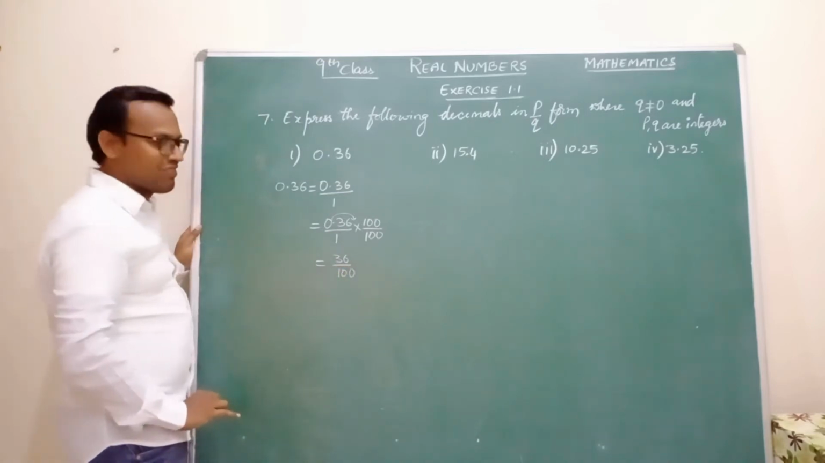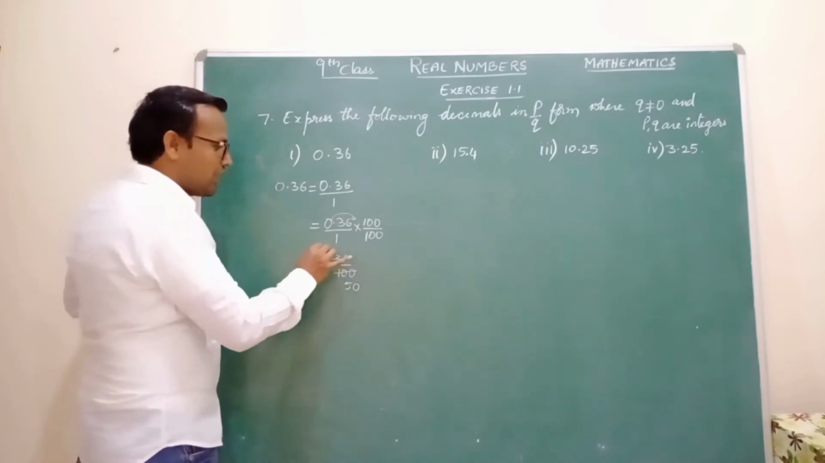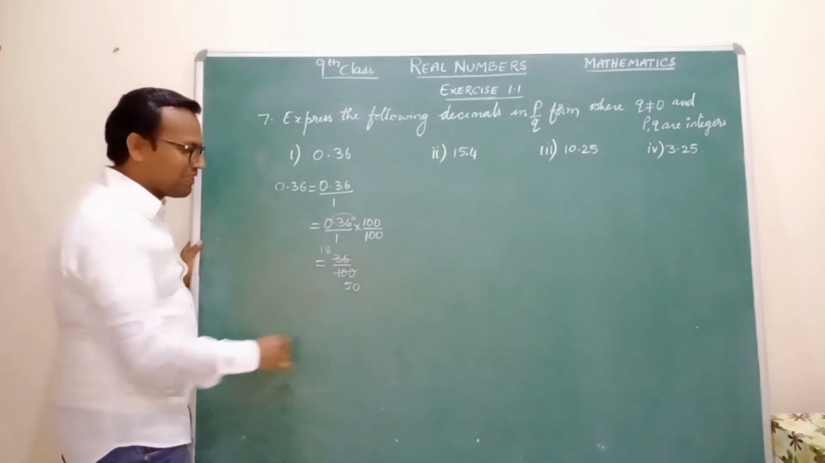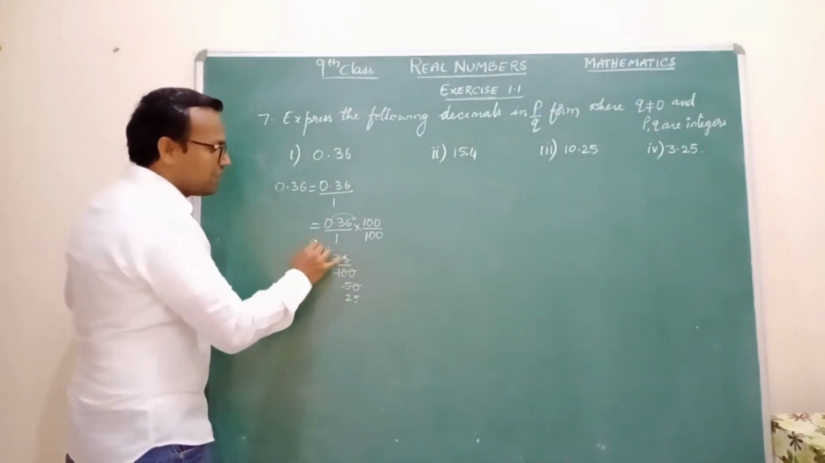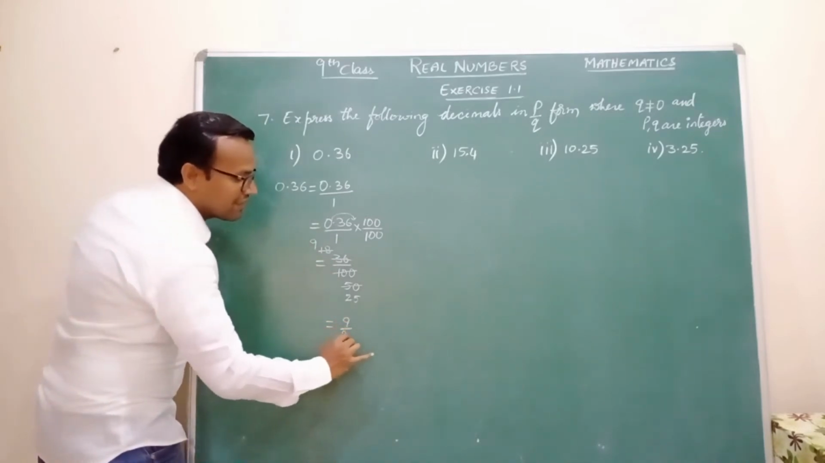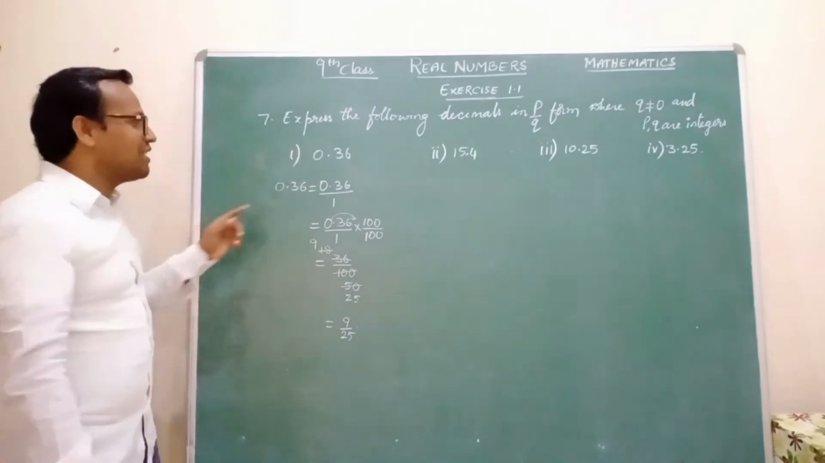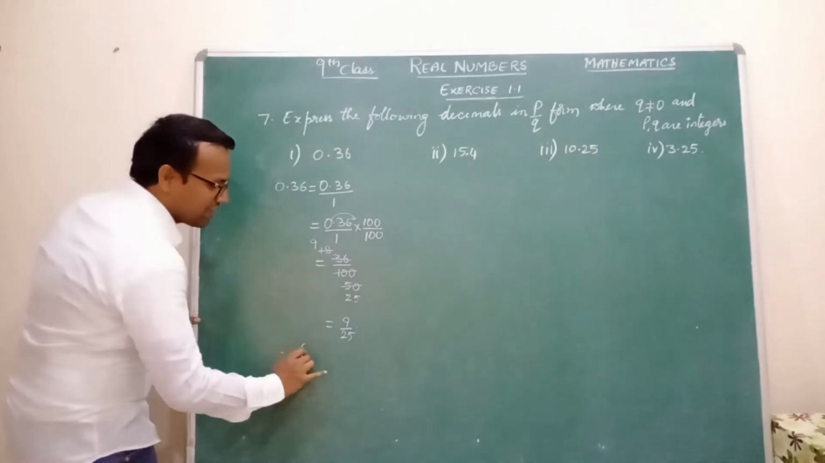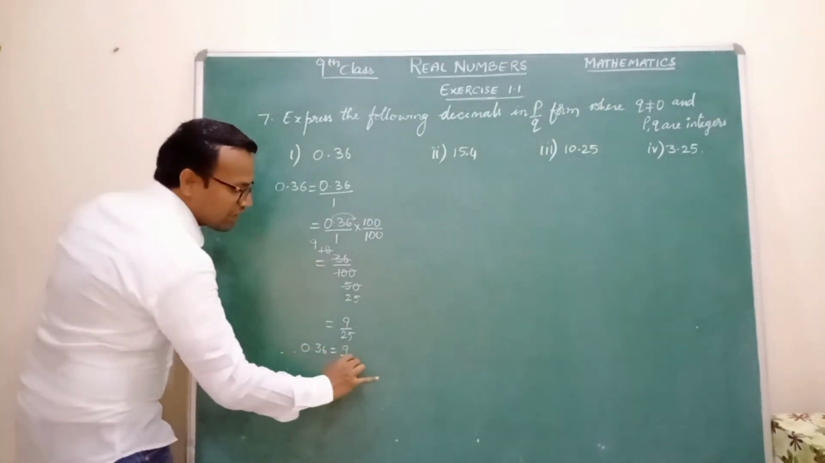36 by 100. 2 50s are 100 and 2 18s are 36. I think it can be further simplified. 2 25s are 50 and 2 9s are 18. So 9 by 25 is the simplest form of the fraction. So 0.36 is nothing but 9 by 25. Therefore 0.36 is equal to 9 by 25.